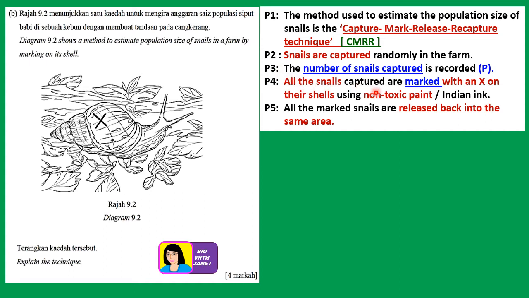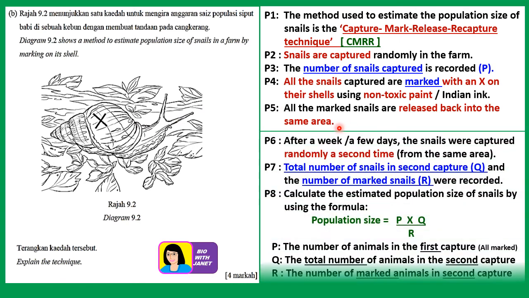All the snails are marked with an X on their shells, like what's shown in the picture, using non-toxic paint, Indian ink, or any type of non-toxic mark paint that is more permanent, so it won't be washed away. It must also not make the snail obvious to predators. Then all the marked snails are released back into the same area so that they can mix randomly with their friends.